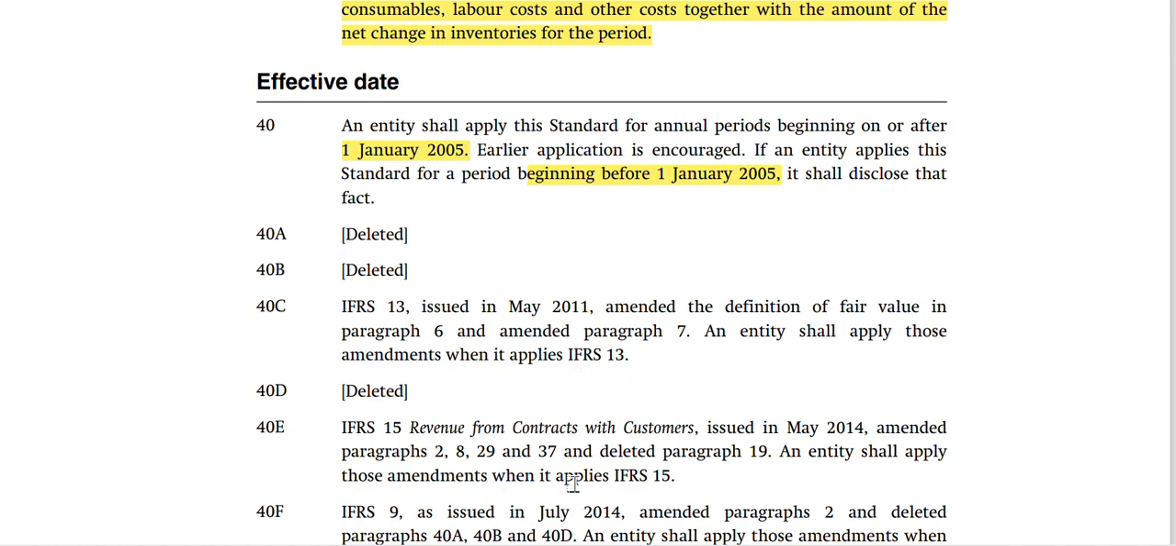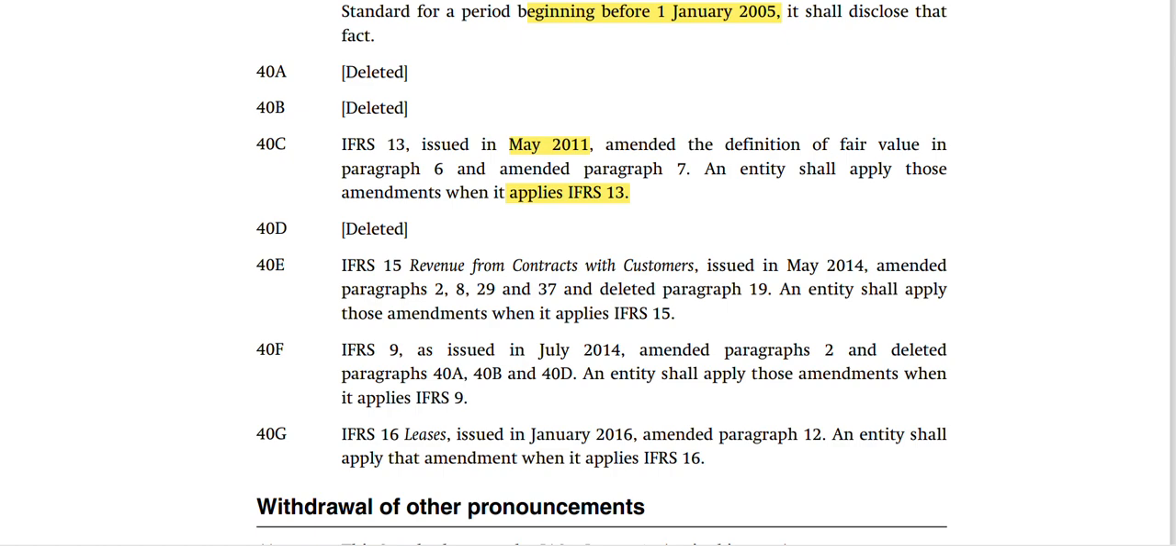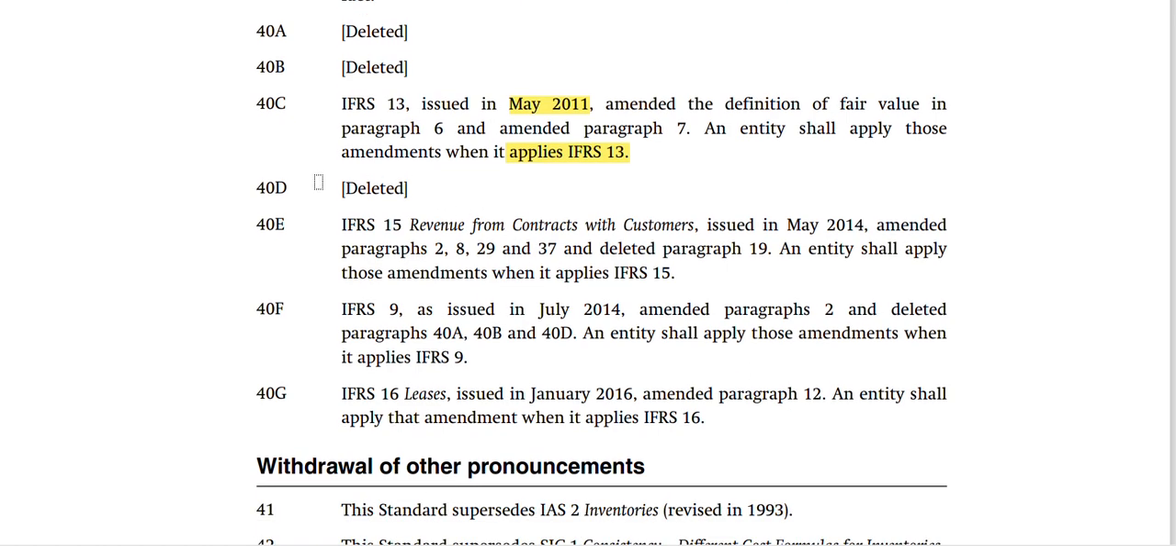So you recall that you have a definition when we're looking at the standard, and those definitions in May 2011 were amended, and the reason is that there was an amendment in this IFRS standard, and they need to take that fact into account. And then paragraph 40D was deleted, and then 40E talks about IFRS 15 Revenue from Contracts with Customers issued in May 2014, amended paragraphs 2, 8, 29, and 37, deleted paragraph 19, and the entity shall apply those amendments when applying IFRS 15.